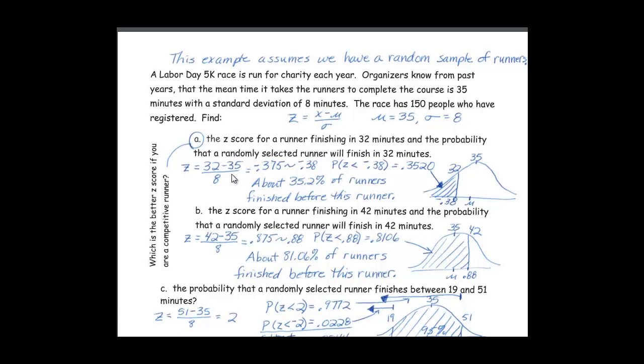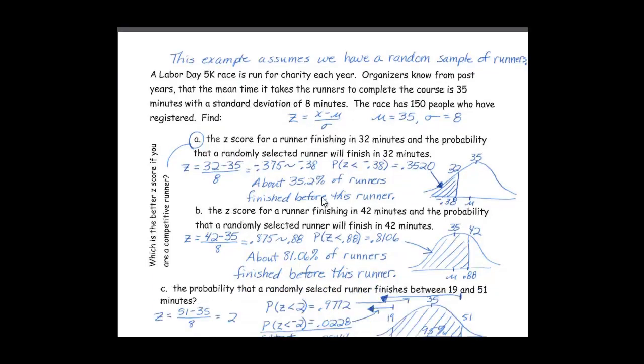Okay, so for this first one, a z-score for a runner finishing in 32 minutes and the probability that a randomly selected runner will finish in 32 minutes. So we're going to calculate using our z-score formula. Again, 32 is from our problem. It's the x value from our problem that goes in there first, then our mu. So we subtract and divide by 8, we come up with a negative 0.375, which we're going to round to negative 0.38 just because your z-chart only uses z-scores to 2 decimal places.